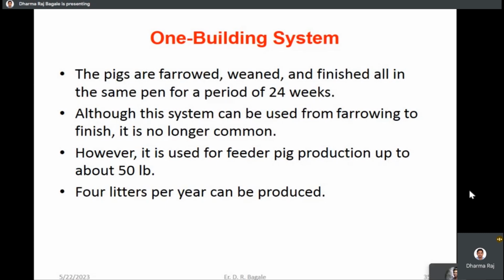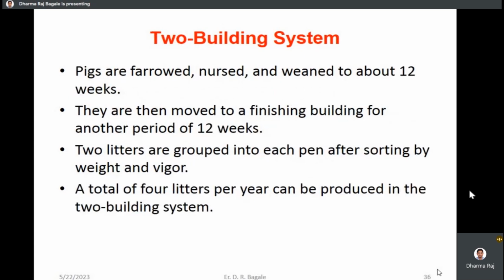Although this system can be used for farming, finishing in it is no longer common. In commercial farms, this system is not adopted nowadays, and the pigs are used for feeder pig production up to 50 pounds of weight, and 4 litters per year can be produced. That means 4 batches can be produced in this one building system.